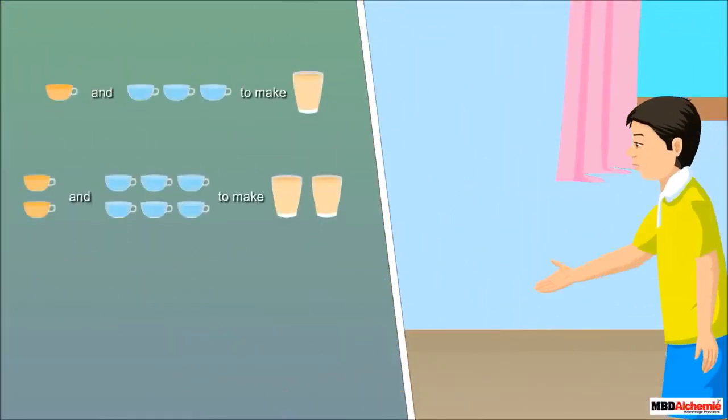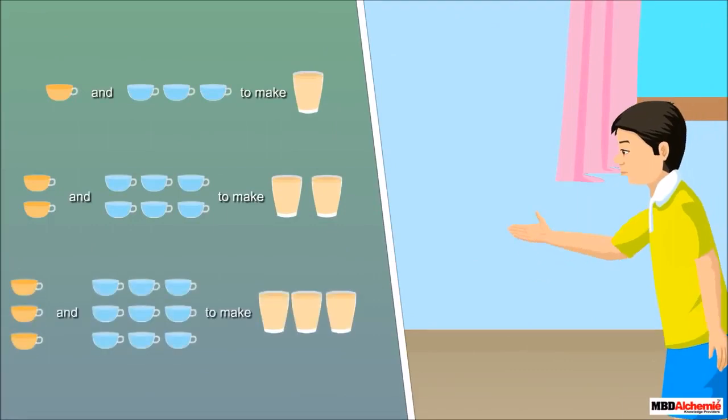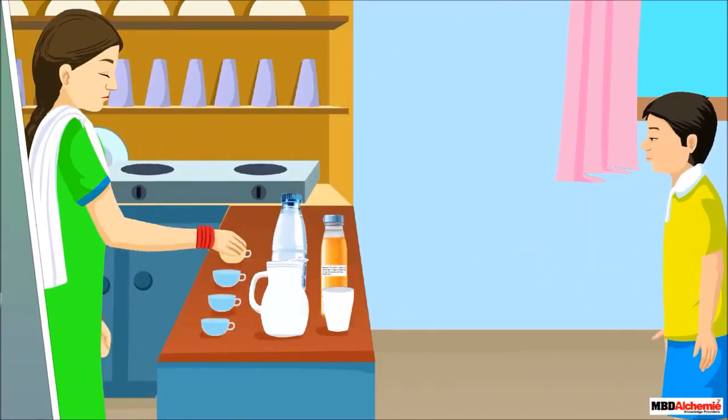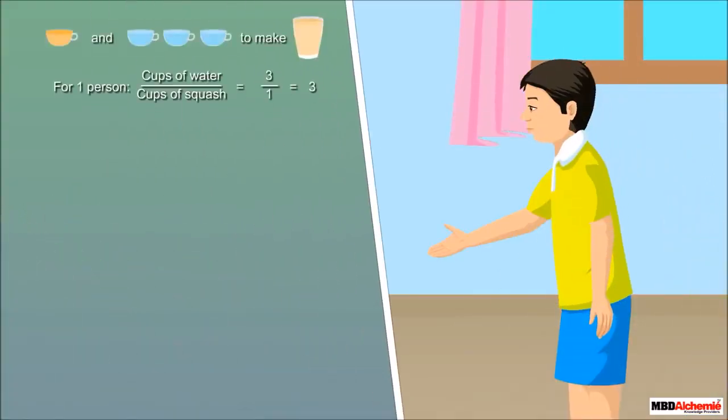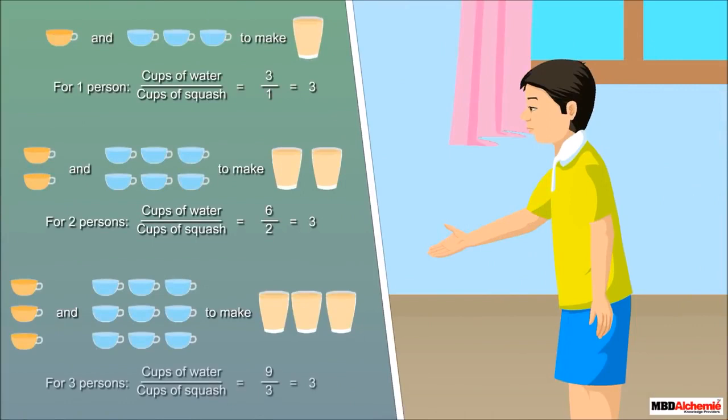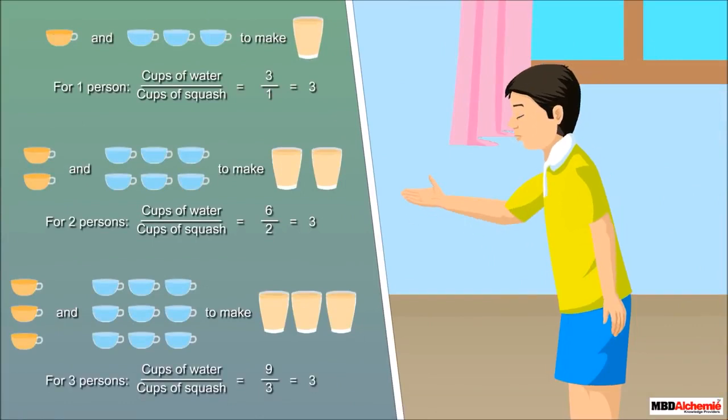Here, the quantity of water we have added is 3 times the quantity of squash. How did you find it out? If we divide the number of cups of water by the number of cups of squash, we get 3 each time. Mummy, it is denoting 3 times 1.